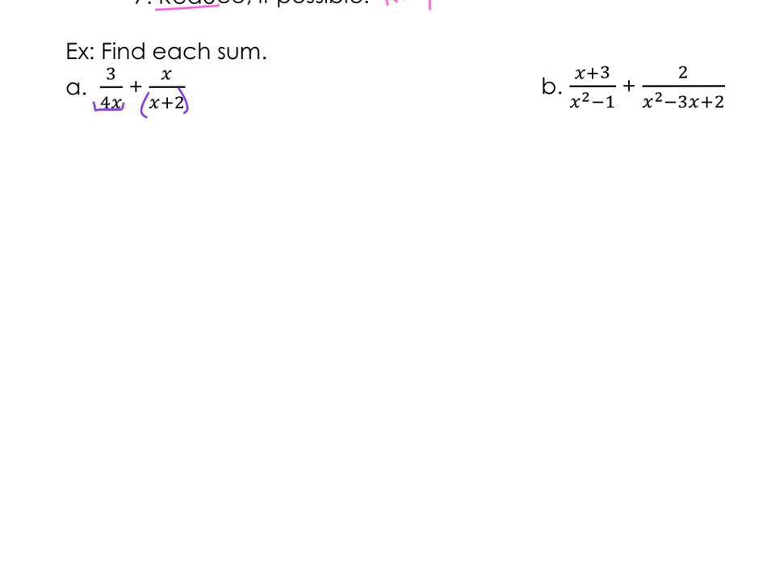Step 2, we'll state our restrictions for our domain. In that first fraction, we have 4x. So if we say 4x can't equal 0, and we divide by 4, that just means x can't equal 0. That's one of our restrictions. And then if we say x plus 2 can't equal 0, then x can't equal negative 2. So there are our two restrictions for our domain.